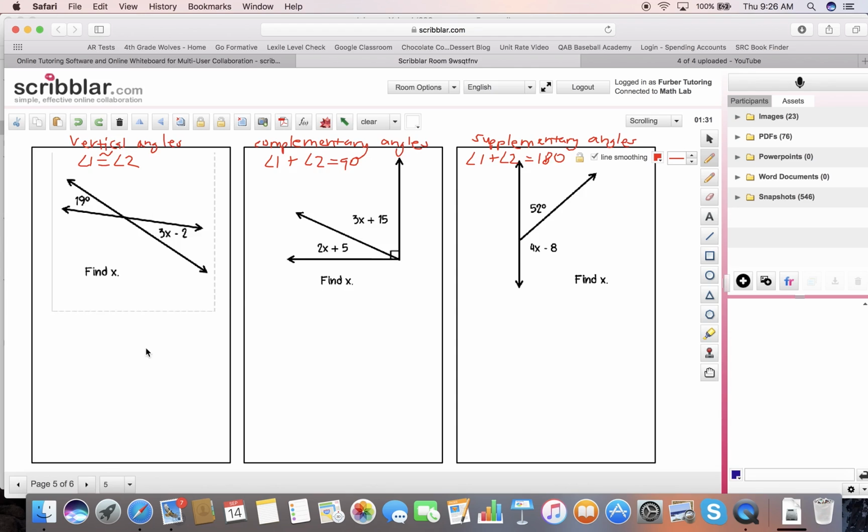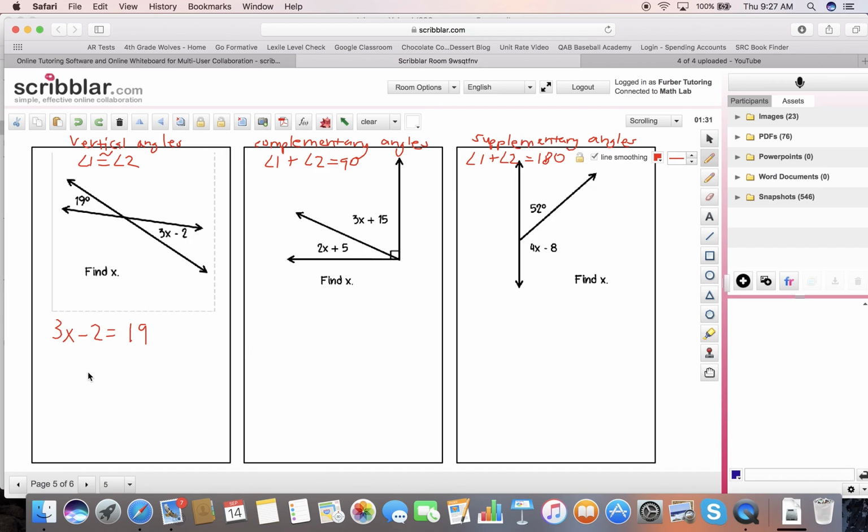Each card has on the front the characteristics about those angles, and on the back they have an example problem. You have to remember the equations or the formula of what the relationship is among the angles. So for example, vertical angles are equal to each other. That's why it says angle 1 is congruent to angle 2. So if these two angles right here are vertical angles, I'm going to set them equal to each other. 3x minus 2 equals 19.